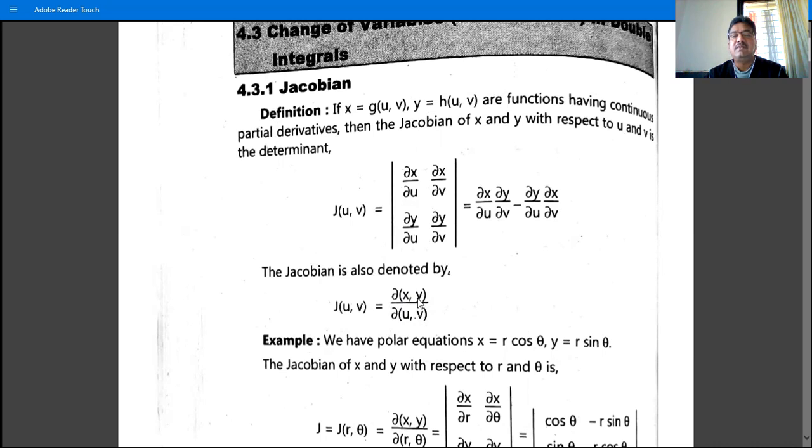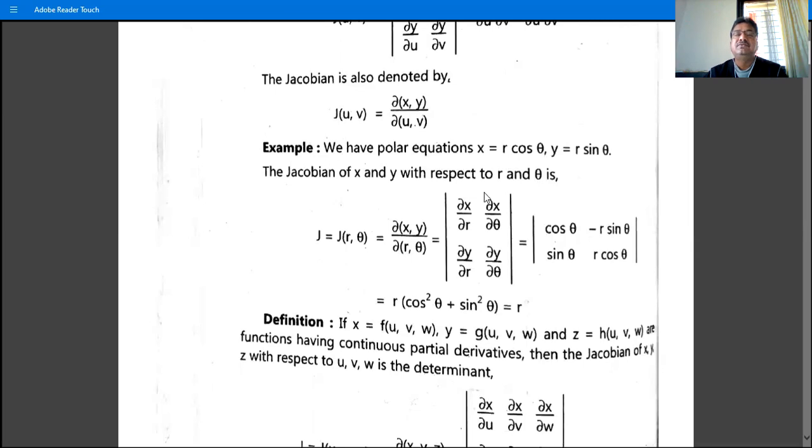So x and y are both functions of u and v. Then the Jacobian is the determinant with rows ∂x/∂u, ∂x/∂v and ∂y/∂u, ∂y/∂v. This is the definition of the Jacobian. ∂(x, y)/∂(u, v) is this determinant, and we know the determinant is this into this minus this into this.